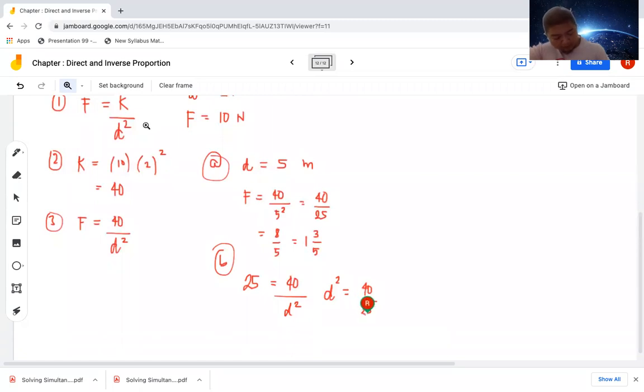So this is going to give you d squared is equivalent to the simplified version of 40 over 25, which is 8 over 5. And then, for us to find the value of d, we take the square root, so d is equivalent to the square root of 8 over 5.